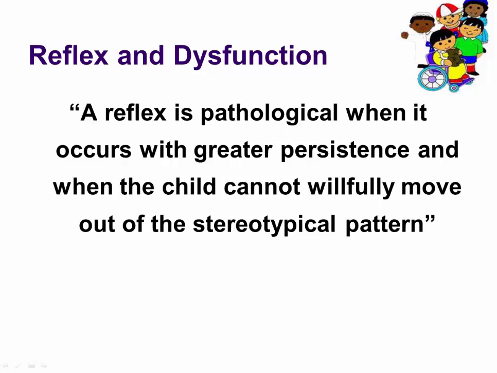For example, if the child has an ATNR, every time you turn the head to one side you get flexion of the upper extremity on the skull side and extension of the upper extremity on the face side. If that happens every single time the child's head turns, it's considered obligatory. And when it's obligatory, that means that it has to happen every time you move head position. That is a very strong indicator that the child is not going to develop functional, voluntary controlled movements.